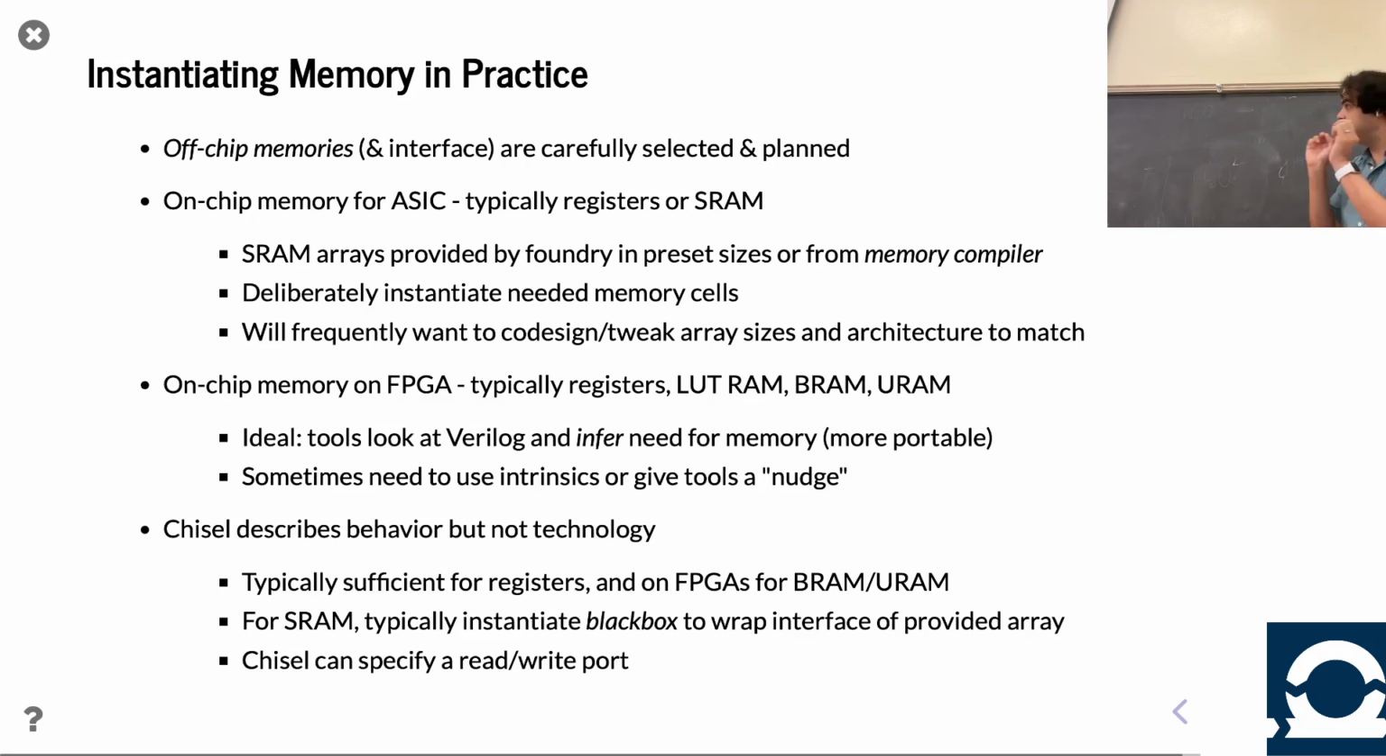If you want to use a specific vendor SRAM, you have a few choices, right? You can go ahead and stitch it together post Verilog generation, or you can make a black box to wrap it. Chisel was to specify read and write ports. I believe that was lecture 6. We talked about that, etc. Questions?